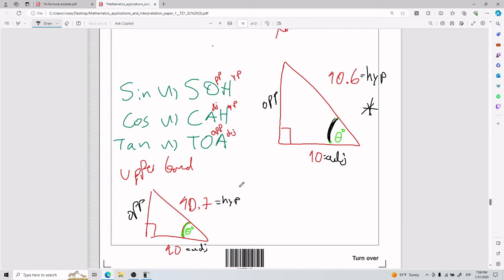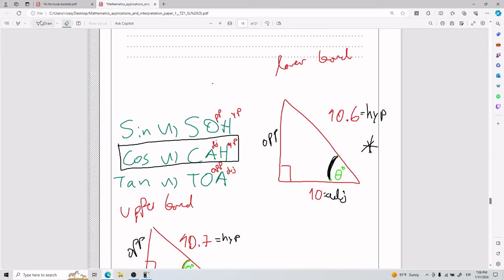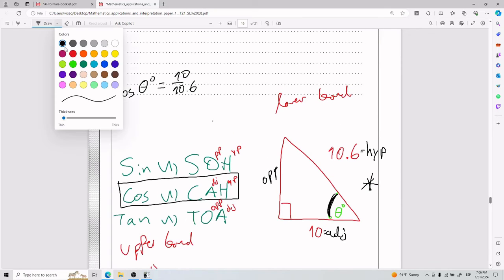for this angle here, because it's adjacent over hypotenuse, we're going to use cosine. So right now we're only looking at this guy here. We're going to have cosine of my angle. Let me do the lower bound first. So up here, cosine of my angle is going to equal adjacent over hypotenuse, so 10 over 10.6. See? Now you need to get this guy alone.